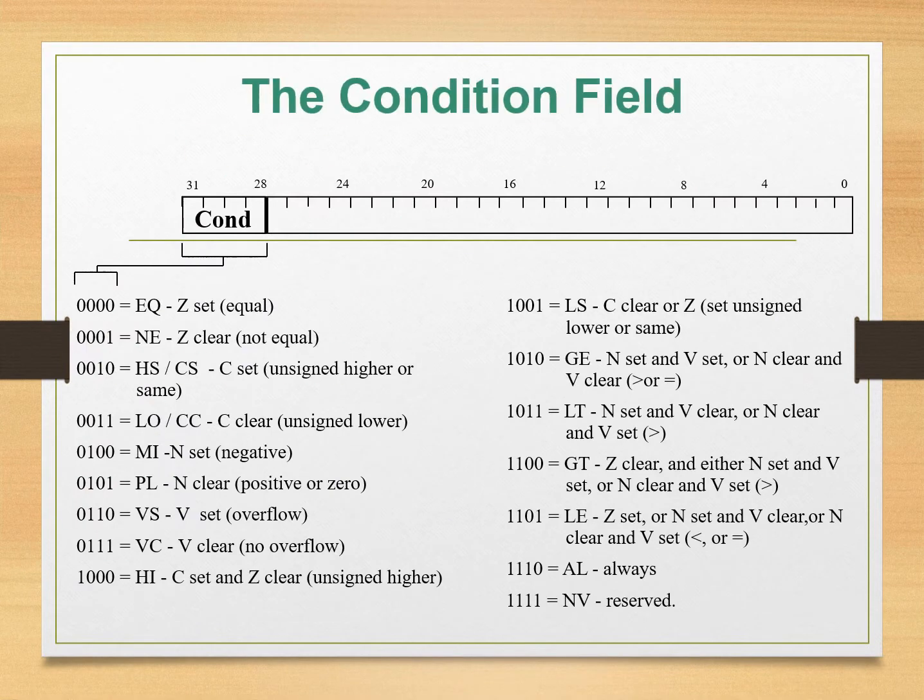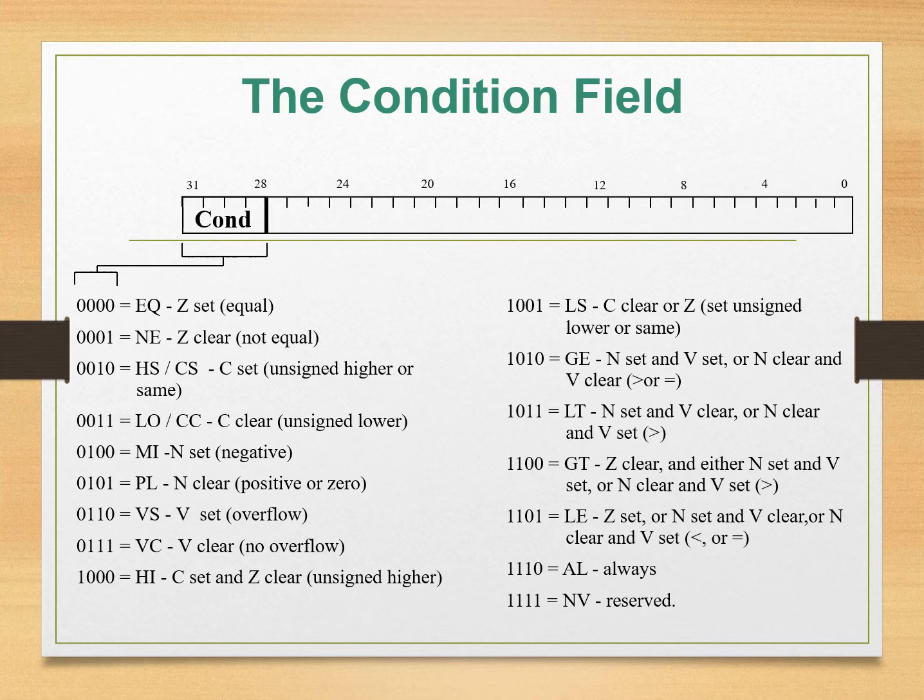Now we look at the condition field. These are all 32-bit instructions. You are using bit 28 until bit 31, which are only 4 bits. For example, if you put the instruction with EQ, it means that in the instruction code, bit 28 until bit 31 is 0000. EQ means equal, if Z is set. The zero flag is set, the zero flag is 1. You check whether the zero flag is set or not.